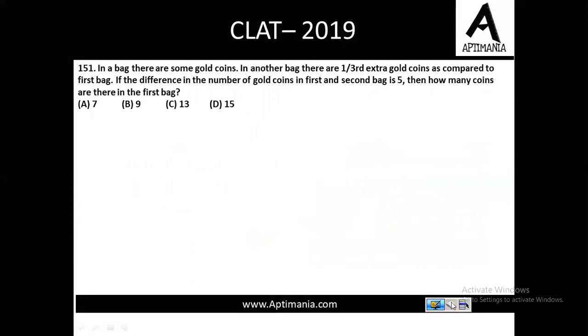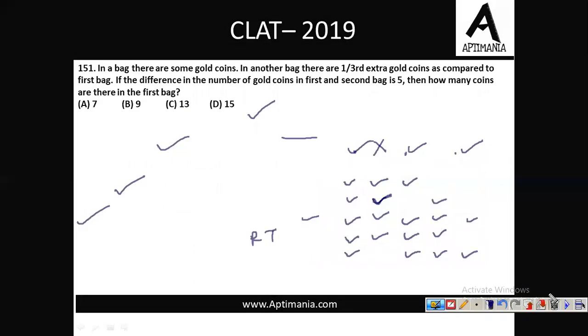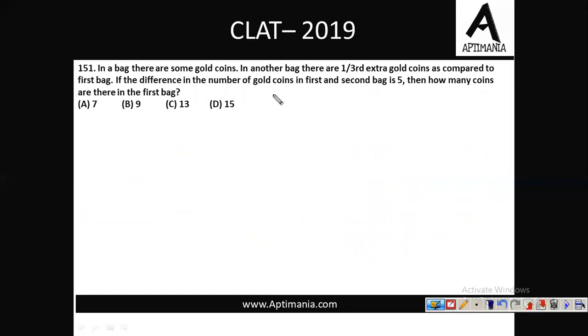Okay. The question is, in a bag there are some gold coins. In another bag there are 1/3 extra gold coins as compared to the first bag. So this is first bag, and let the number of coins in this bag be 3x. So the second bag has 1/3 extra. Original तो होगा ही होगा, and 1/3 extra है. So the second bag has 4x.